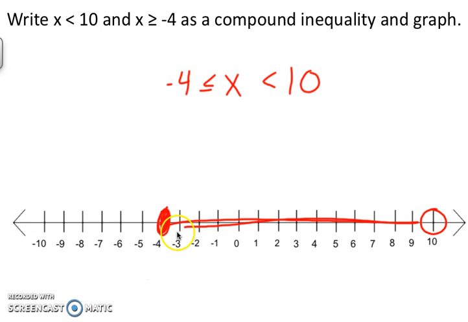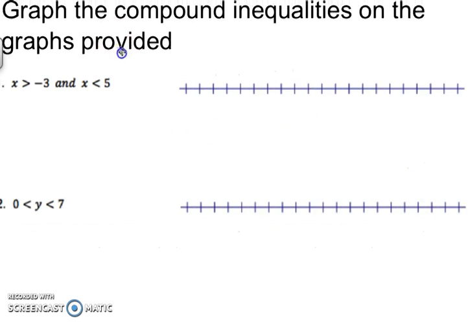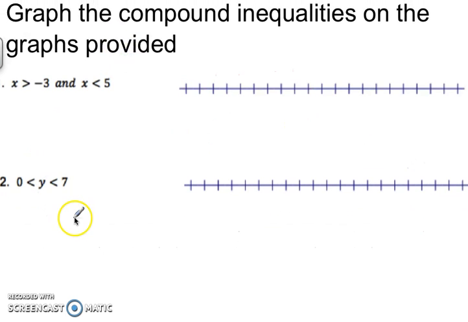Next thing, this is an AND problem, so I'm going to shade in between them, like so. And so -4 would be a solution, and anything in between except a 10. That would not be a solution that fits that. Okay? All right, why don't you try these 3 on your own?